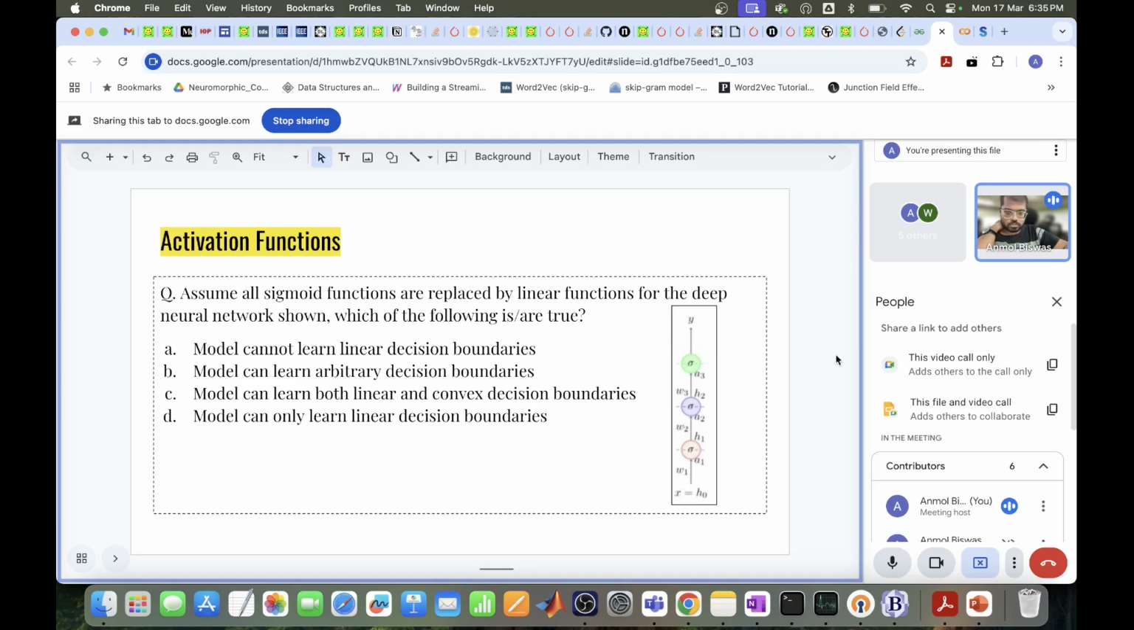But yeah, so you assume that they were originally sigmoid functions, and then we replace all of the sigmoid functions with linear functions, right? So this sigma block that you see here has been replaced with a linear function, which just passes out whatever input was received. So we no longer have non-linear activation functions in this network. And then the question is which of the following statements are true, right? So yeah, think about it for a couple of minutes. We will discuss the solution.